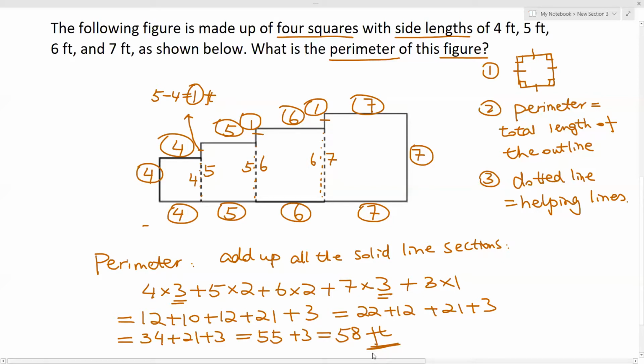So do you have the same number as mine? 58 feet is the perimeter of the figure.